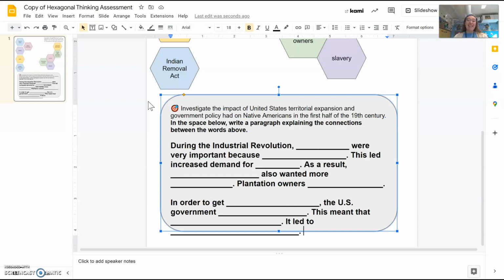resent. Make sure you think, did you show the impact? How did it affect Native Americans? Good luck.